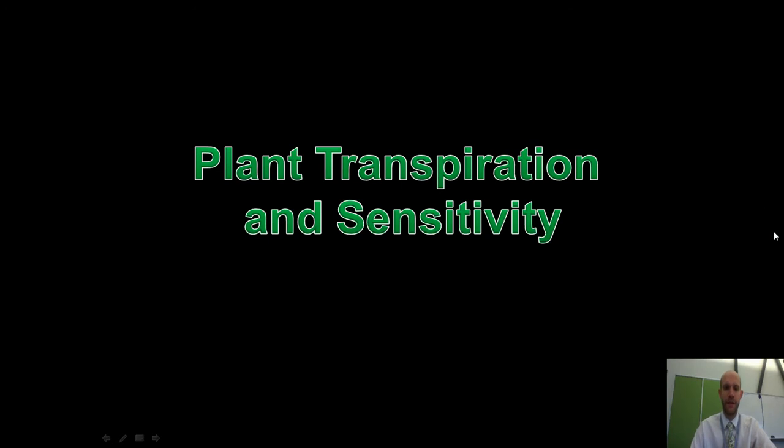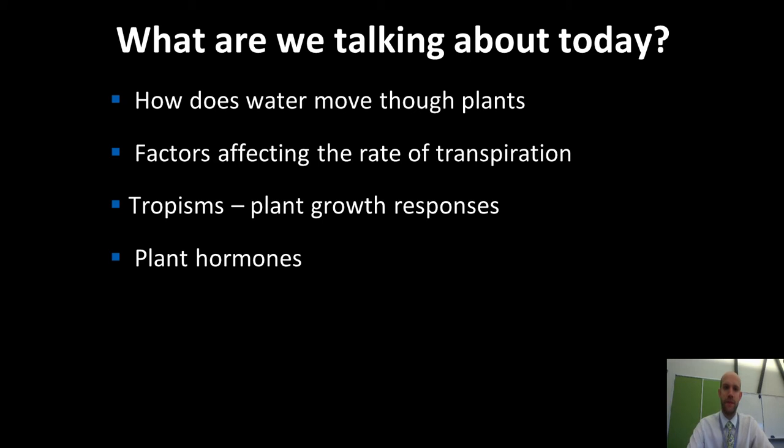Hi guys, so today we're going to be talking about plant transpiration and sensitivity. This will include how water moves through plants, the factors that affect the rate of transpiration, transpiration being the movement of water through plants. Tropisms, that's how plants grow. Remember, most plants can't move around their environment. So instead, they grow towards or away from different stimuli. And linked to this, we're going to be talking about plant hormones.